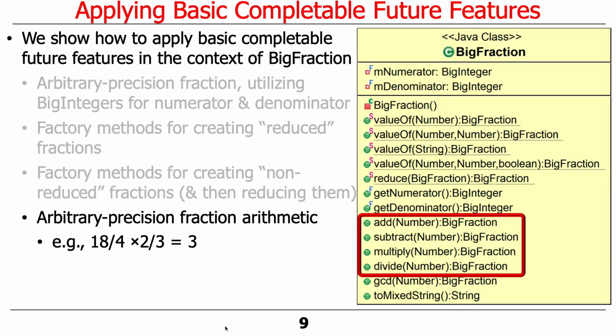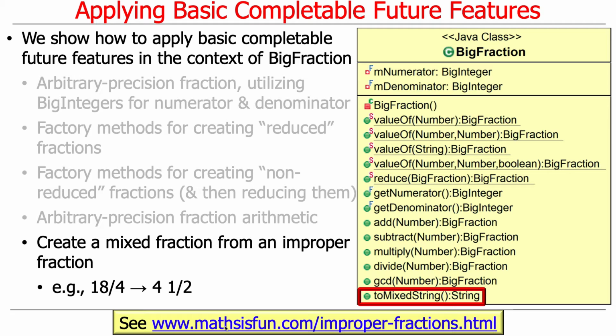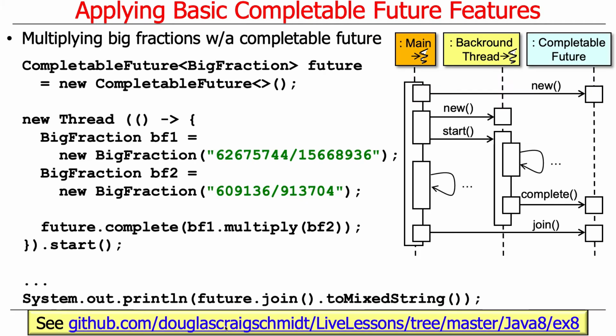And then there's a bunch of obvious arithmetic operations to multiply and subtract and divide and add big fractions. So you can imagine stuff like this. You could multiply big fractions. And then the final set of things you can do here is you can create a so-called mixed fraction from a so-called improper fraction. So if you've got an improper fraction like this, then you can go ahead and create a so-called mixed fraction from that. OK, so that's basically what we're doing.